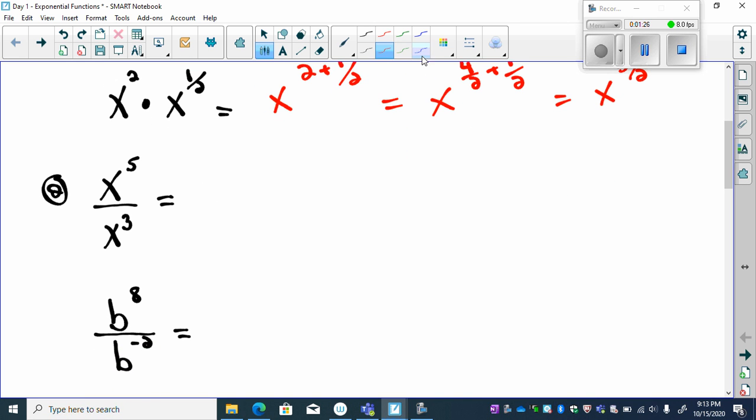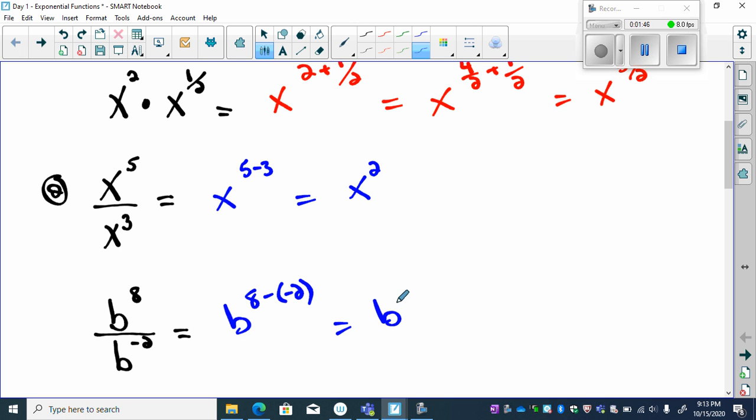You add the exponents. To divide powers with the same base, you write your base down again, then you subtract the exponents. So this will equal x squared. This will equal 8 minus negative 2. When you subtract a negative, it's like adding. 2 negatives make a positive, so I get b to the 10th.